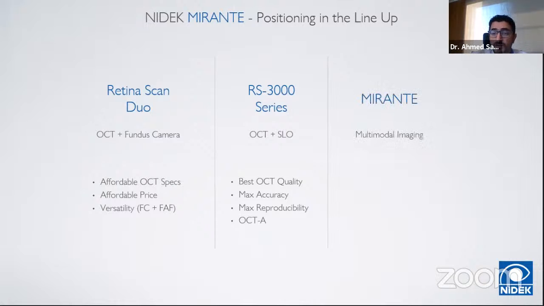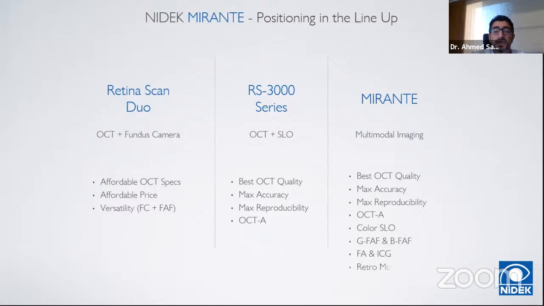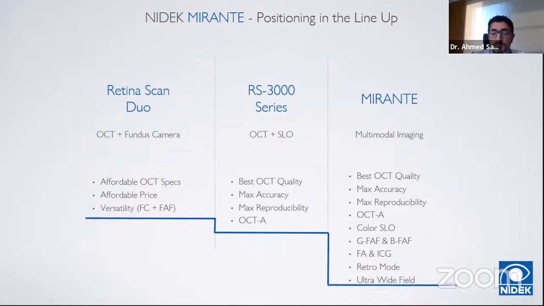And the newest member in our family is the Mevanti, which is a multimodal imaging device. It provides the best OCT, the maximum speed, the maximum accuracy, color SLO, OCTA, green autofluorescence, blue autofluorescence, red remote, and ultra wide field, also for fluorescein angiography and ICG.